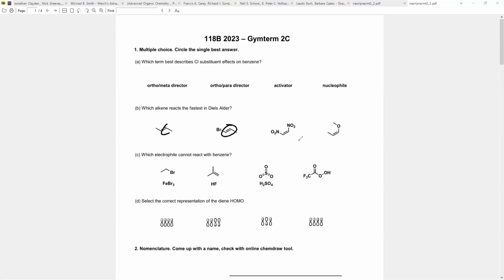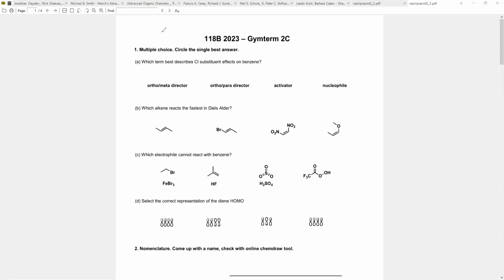Which alkene reacts the fastest in Diels-Alder? So these are dienophiles. Remember, electron deficient. So we're looking for EWGs, right? So clearly not the O that's conjugated with its lone pair. Bromine is an ortho-para director, so it's easier to think about it as the weakest EDG. So clearly this guy is not going to be either. And carbons are EDG. So that leaves us with the NO2s; it's very suggestive that that's going to be the one.